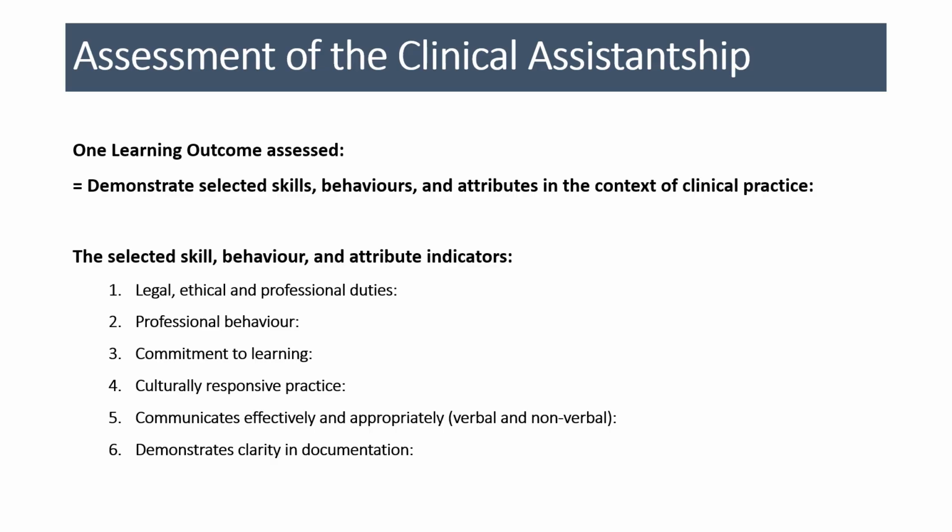The assessment of the clinical assistantship is on one learning outcome. And that learning outcome is to demonstrate selected skills, behaviours and attributes in the context of clinical practice. Within this learning outcome, there are 6, we might call them elements or 6 criteria, but the word I'm mostly going to apply to this is 6 indicators. They are selected skill, behaviour and attribute indicators to enable the students to meet the learning outcome.